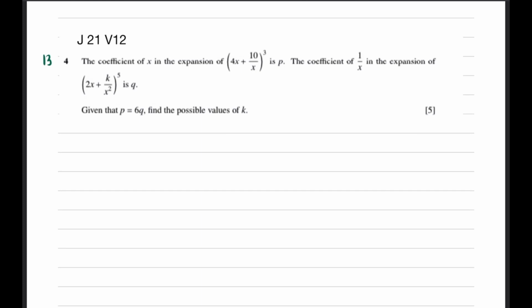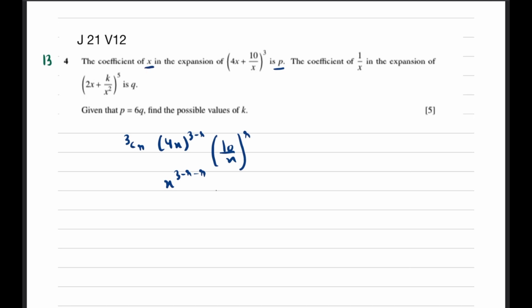It says the coefficient of x is p. So this is the last question I'm finding the coefficient for, and from the next question onwards, I'll just be writing the answer directly and doing the further part of the question. So guys, how do you find the coefficient? So you write 3Cr 4x power 3 minus r, 10 upon x power r. Do you get this? Right? So what's the power with x? It's 3 minus r and then minus r.